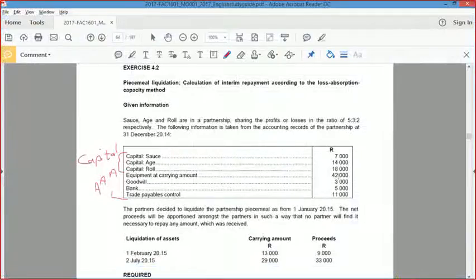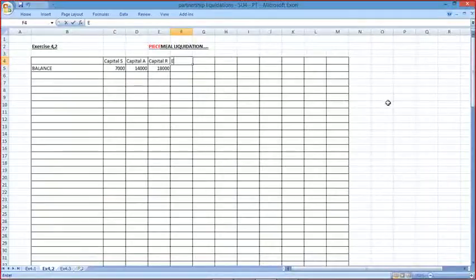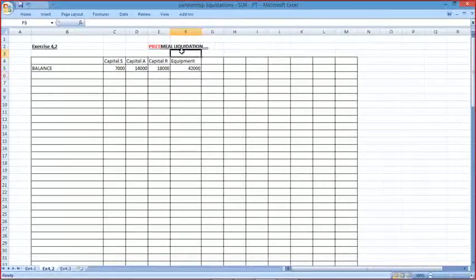What were the first accounts that we had? Let's go back and see. We had equipment of 42,000. Let's write that down. And then goodwill of 3,000. So equipment, 42,000. What type of account? Asset. And then goodwill, also an asset, 3,000. What's after goodwill? Bank. We said that was an asset, so we can write that down. Was there anything sitting in the bank? Yes, 5,000. And then we had the trade payables, which is the creditors. We know that's a liability. It's 11,000.